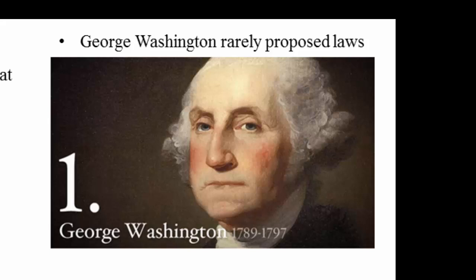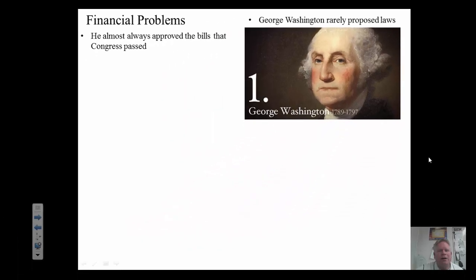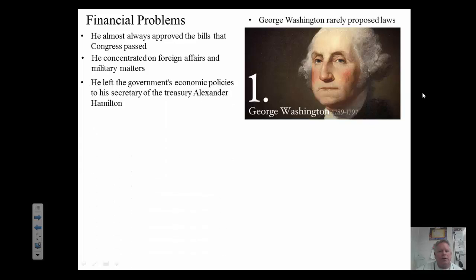The Judiciary Act of 1789 established the federal court system. Well, he's not going to veto something that they need like that. And there were a lot of things that came across his desk that they needed, so he approved almost all of them. He kind of concentrated on foreign affairs and military matters. These were the things he knew best, and so that's what he focused on. He left the government's economic policies to the Secretary of the Treasury, Alexander Hamilton.